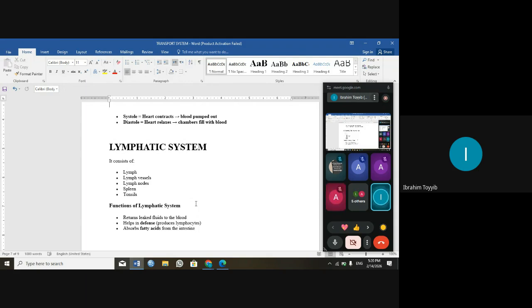So let's talk about the veins. Let's talk about the major veins in the body. We have the pulmonary veins. You know that one again. Who can tell me the function of the pulmonary vein? It transports blood from the lungs to the heart. To the heart. Which part of the heart?